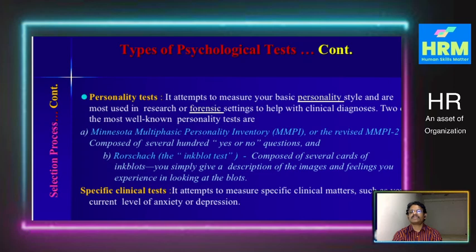And then we sometimes use the Rorschach, a test composed of several cards of inkblots. So like that, you can see the tests are there to identify the characteristics of an individual through the personality test. The specific clinical test attempts to measure specific clinical matters such as the current level of anxiety or depression. So these are the various issues.